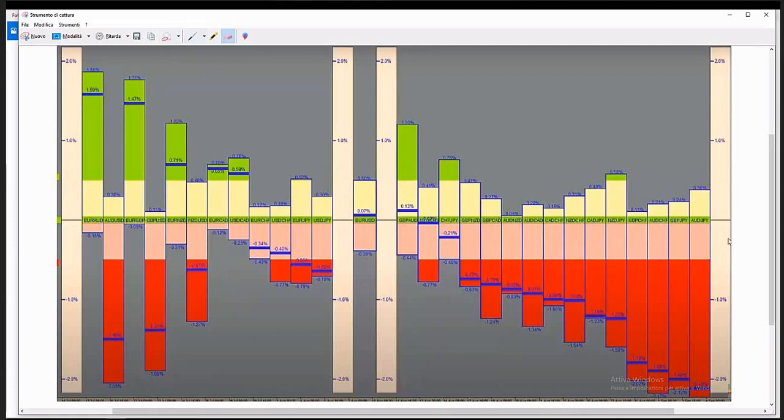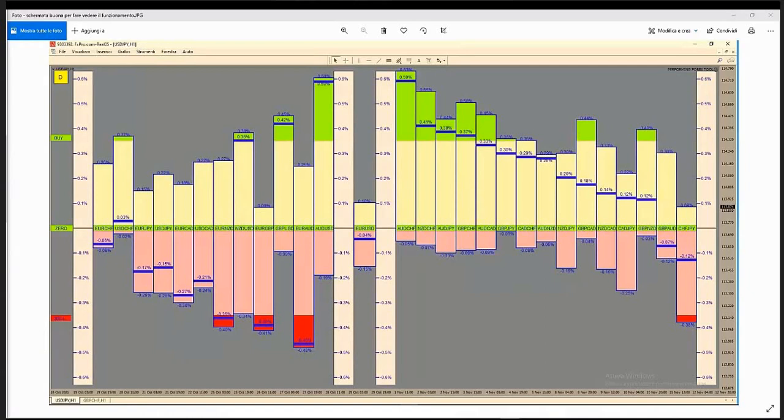In the next video I'll explain how you need to combine currencies to know in advance which currency of the second quadrant on that day, week, month or year will push the most.